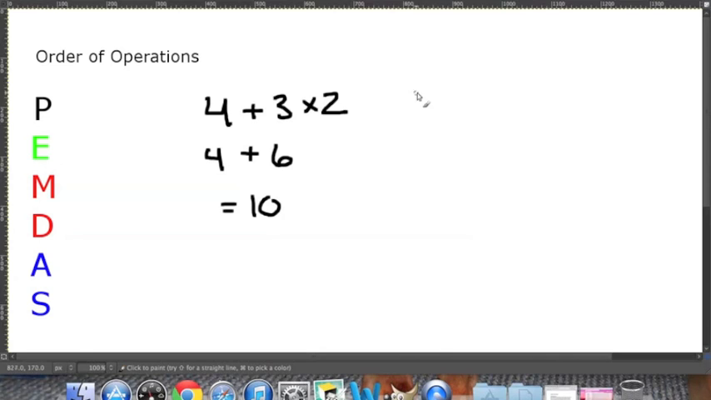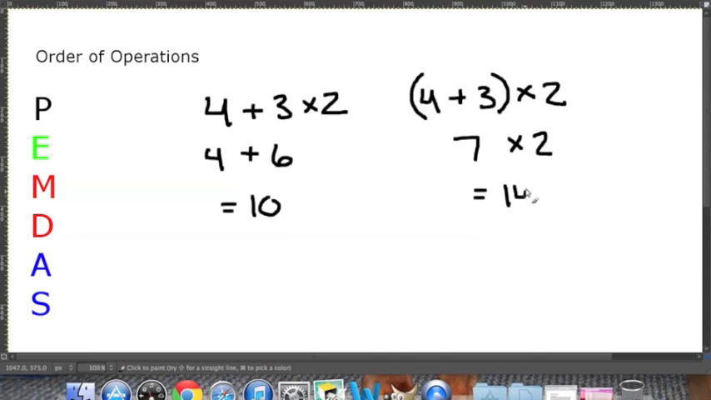Now take this same expression, but add parentheses right here. So now we do have parentheses, so we have to evaluate what's inside of here first. 4 plus 3 gives you 7, and then you're left with times 2. There's no exponents, but there is multiplication, so multiplication would be next. 7 times 2 equals 14. And 10 does not equal 14. So you can see how critical the order of operations is. You always do parentheses, then exponents, then multiplication or division, and then addition or subtraction.